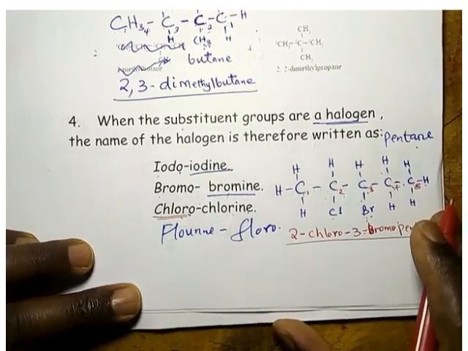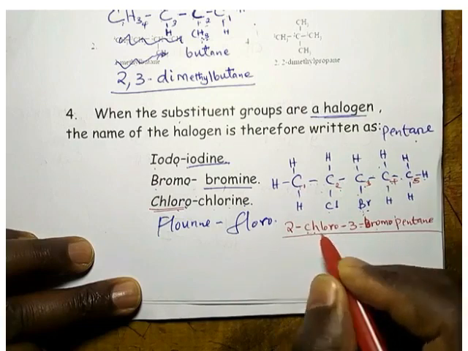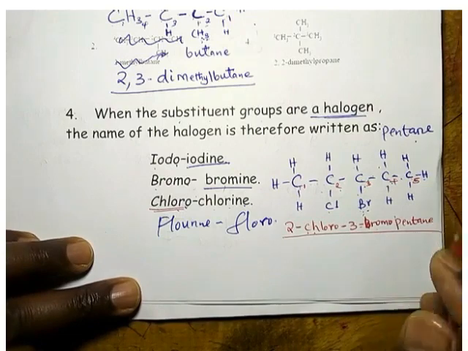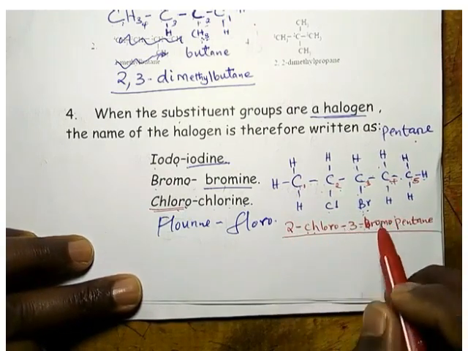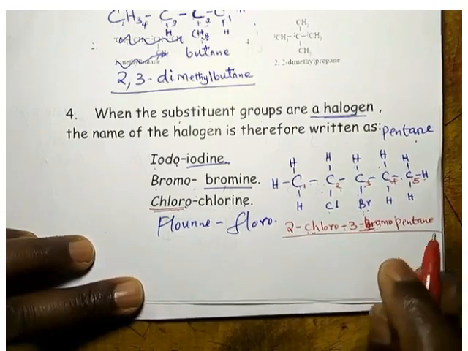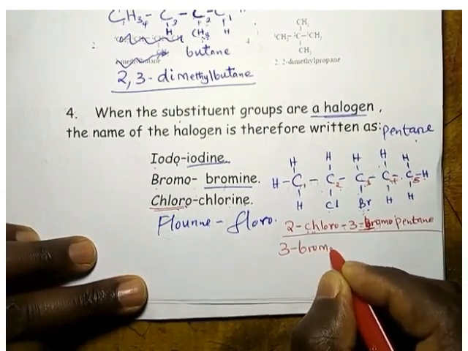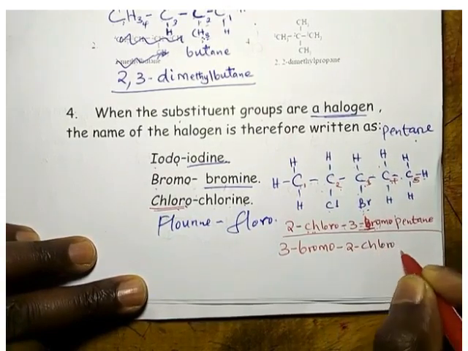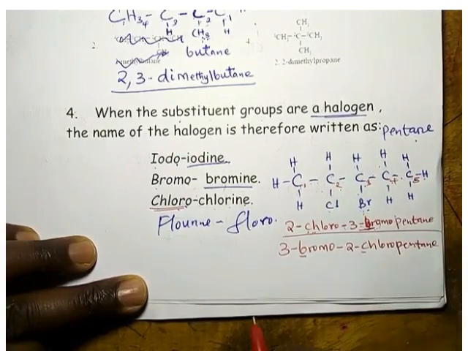After that, we have 2 halogens here. There is one which starts with C, another one starts with B. In alphabetical order, which one comes first? A, B, C. So B comes first. Therefore, this one is a wrong way of writing it. You must ensure that bromo comes before chloro. Therefore, the correct final name is 3-bromo-2-chloropentane. You must use alphabetical order.